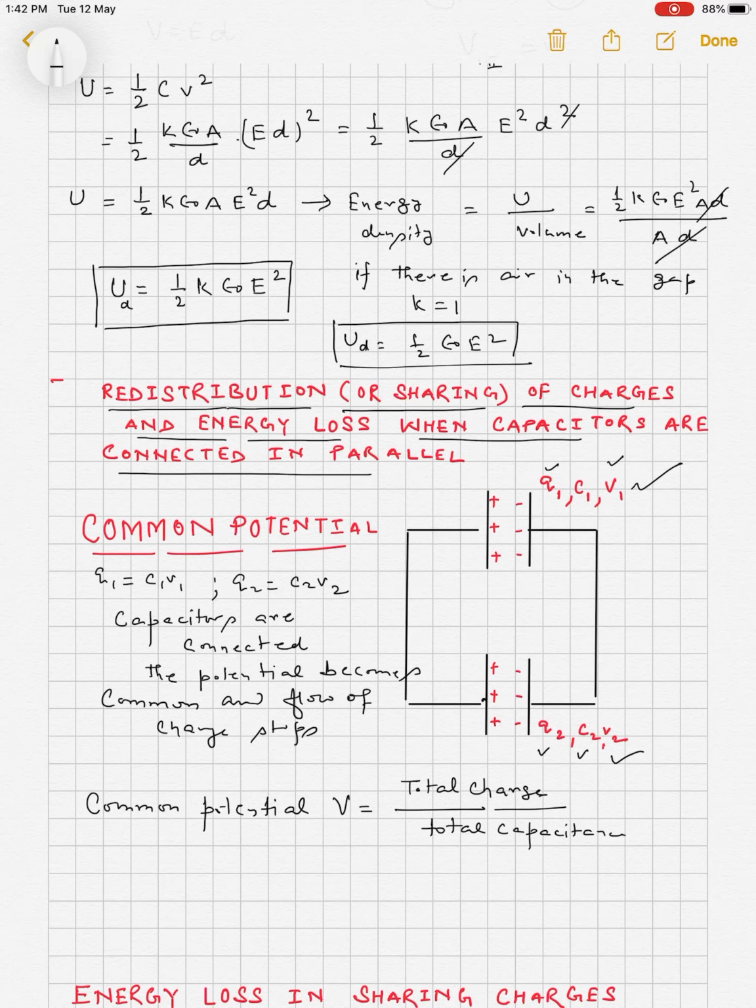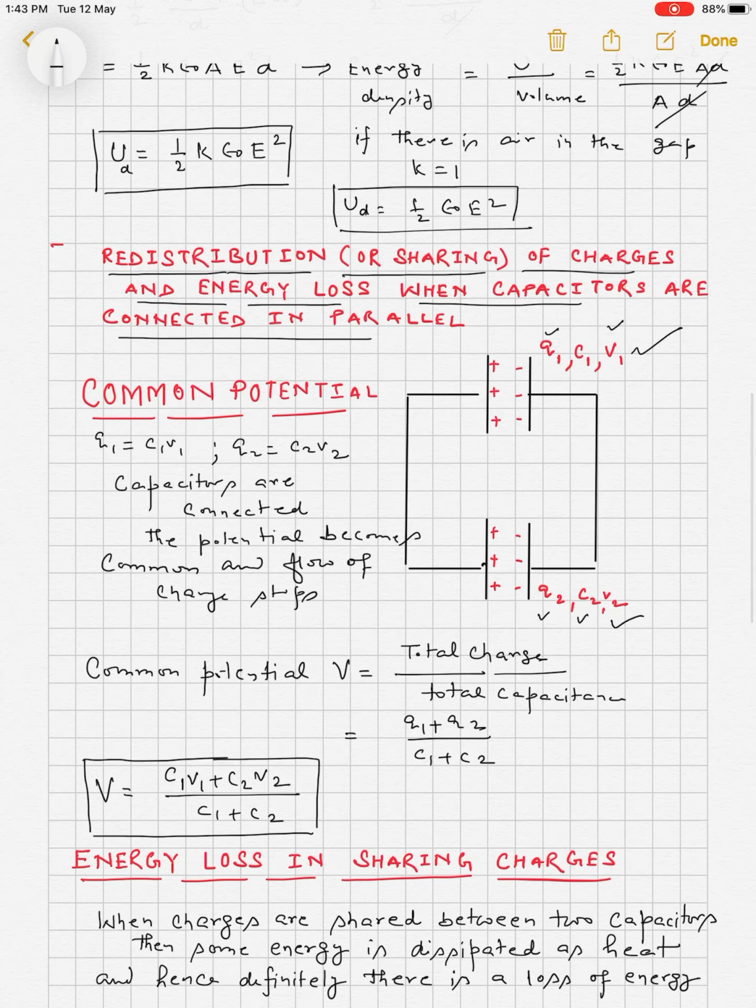So total charge is Q1 plus Q2 and the total capacitance is C1 plus C2. So V becomes (C1 V1 plus C2 V2) upon (C1 plus C2). So this is the formula for the common potential.